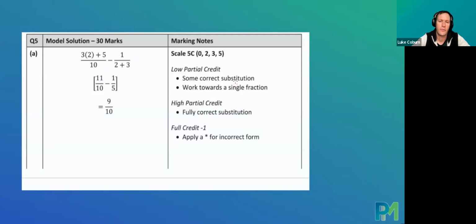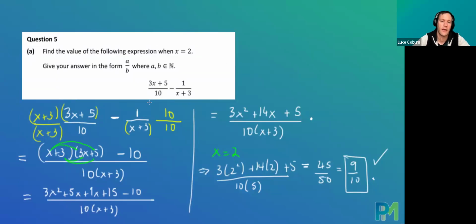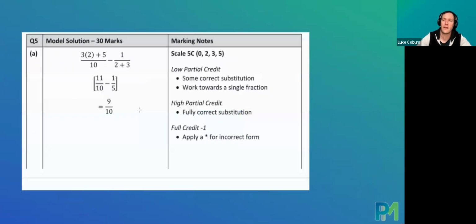They say some correct substitution or work towards a single fraction will get you 2 marks out of 5. So remember what I say. The 5 is getting everything perfectly correct. The 0 is, oh well, I don't know how to do this question, so I'm not even going to do it. When you do the exam, I can't remember exactly what it is, but there's 6 questions in section A and 4 questions in section B. I believe you have to do 5 questions out of 6 in section A and 3 questions out of 4 in section B.